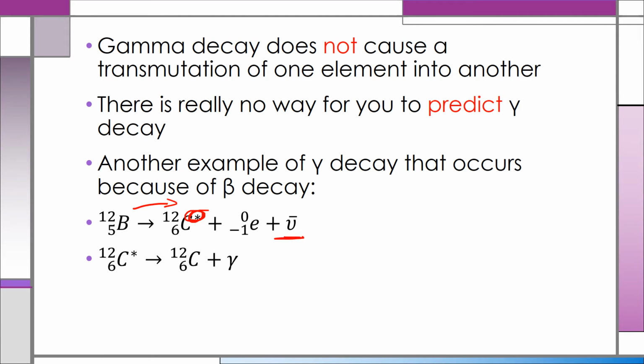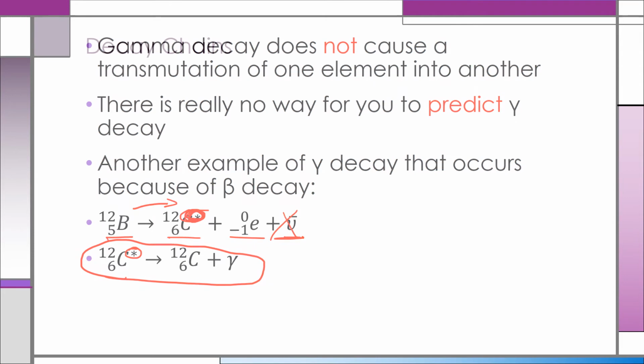This represents a neutrino, which we're not going to study this year. You don't need to worry about that. But we can see that this has undergone a beta minus or beta negative decay. Well, because this is excited, it doesn't like to stay excited, so we can actually write out a second equation that shows how this excited carbon-12 becomes an unexcited carbon-12 by releasing that gamma ray.